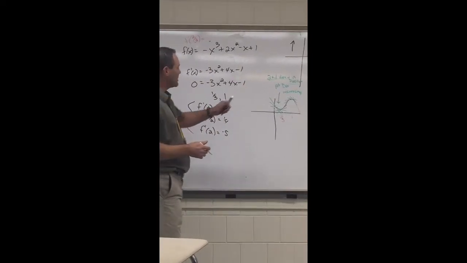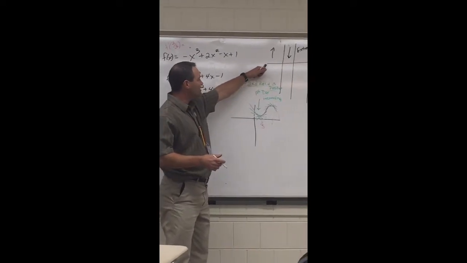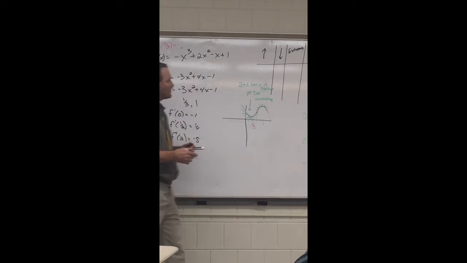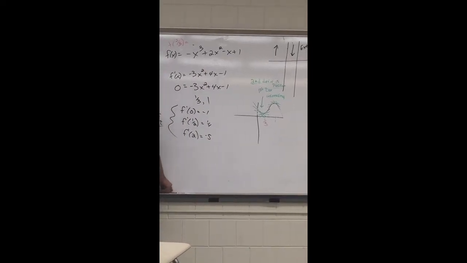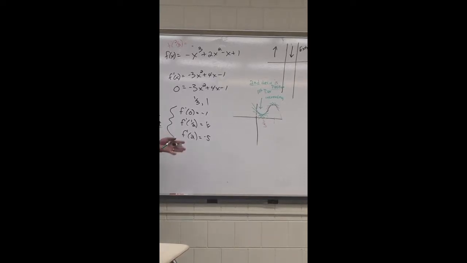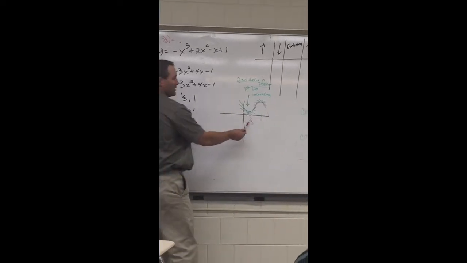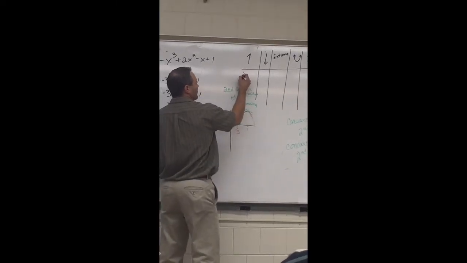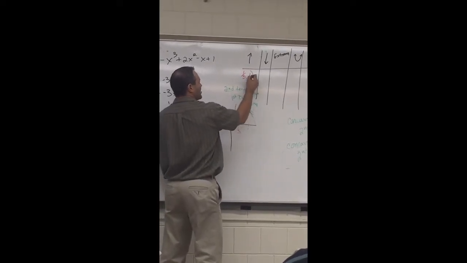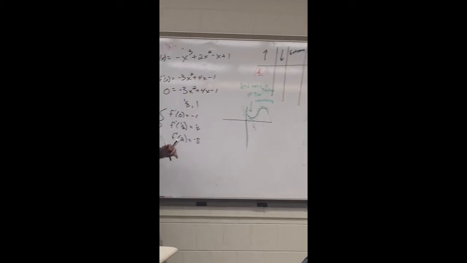We could do increasing and decreasing. Where does it increase? From 1/3 to 1, right? If I'm going from a min to a max, I'm going to increase. So in interval notation, I'm going from 1/3 to 1, and that is increasing.